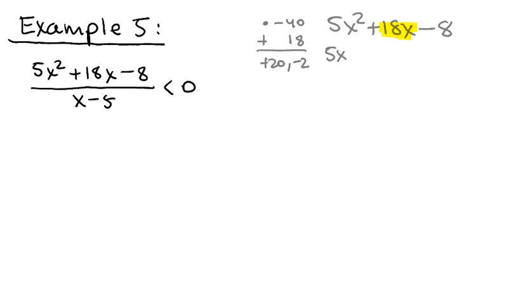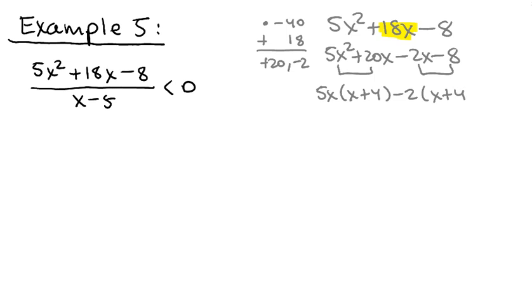So 5x squared plus 20x minus 2x minus 8. And then I'm going to group and factor. Okay, so the common factor between 5x squared and 20x is going to be 5x. So that's 5x times x plus 4. And then negative 2x and negative 8 have a negative 2 in common. So I'm going to factor out the negative 2, and I'll be left with an x plus 4. And I factor out the x plus 4, and I'm left with 5x minus 2.